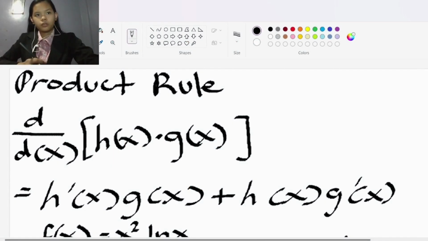Okay, so now we move on to the product rule. So, the product rule goes like this. The derivative of h of x times g of x is equal to the derivative of h of x times g of x plus h of x times the derivative of g of x.